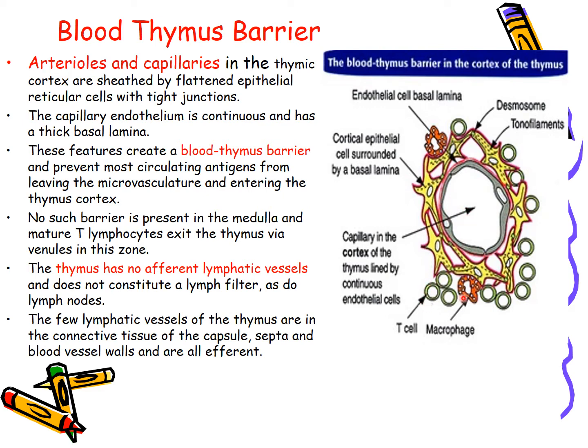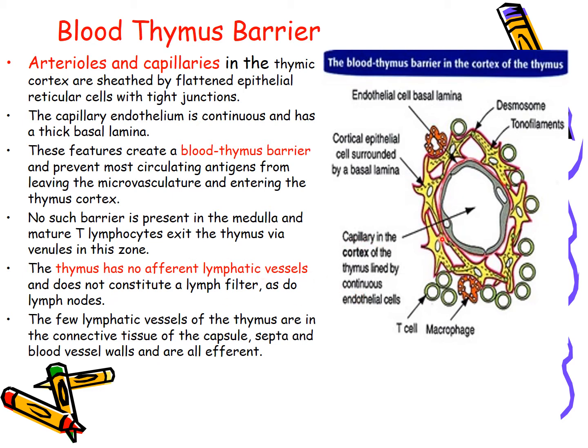cortex. So as you know, in the thymic cortex, the lymphoblasts or the thymocytes are immature. They are small lymphoblasts or lymphocytes which have yet to be matured. So the antigens cannot cross this blood thymus barrier, and so these developing T cells or lymphocytes are protected from these circulating antigens. No such barrier exists in the medulla of the thymus. There, mature T lymphocytes are present, so they exit the thymus via the venules in the zone.